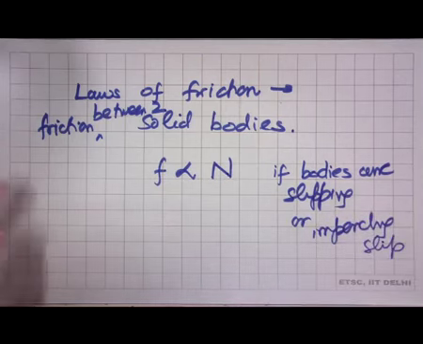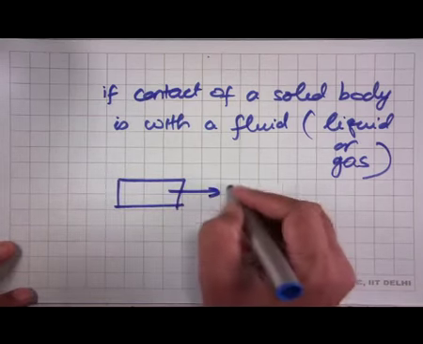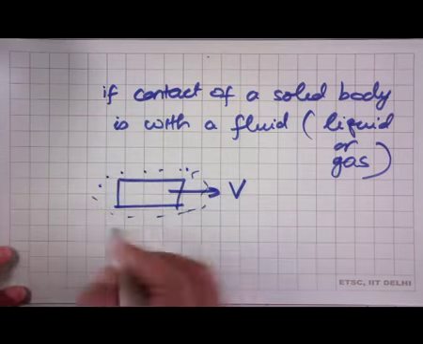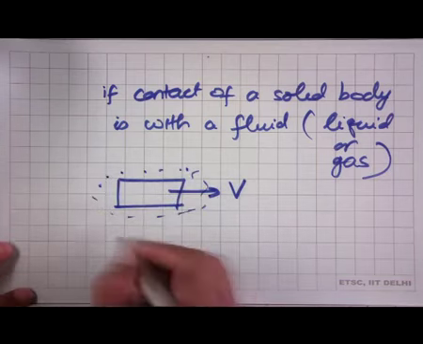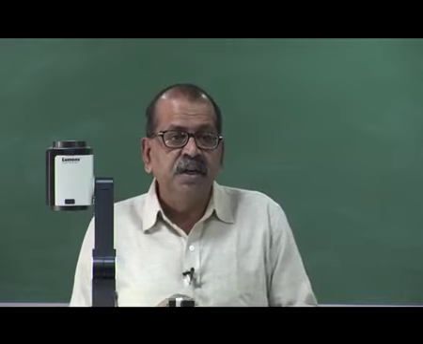Now, let us just have a look at what happens if the contact of a solid body is with a fluid, and by fluid I mean a liquid or a gas. So, for example, let us say this is a block which is moving with a velocity v, and surrounding this is air or water. In fact, we could think of this as an aeroplane which is moving.